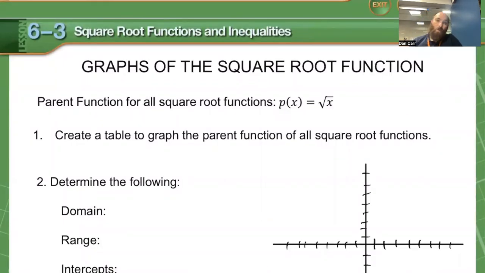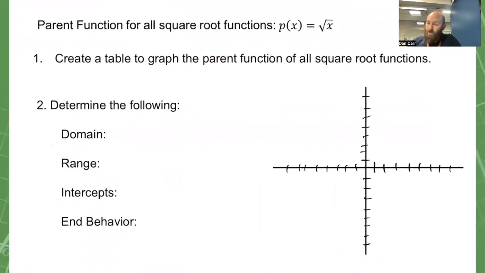Today we're going to be talking about square root functions and inequalities. When we look at the graphs of our square root function, that's the first thing we want to look at. So what we're going to do is create a table to graph the parent function of all square root functions. This is going to be my graph right here, and this is what I'm trying to look at here.